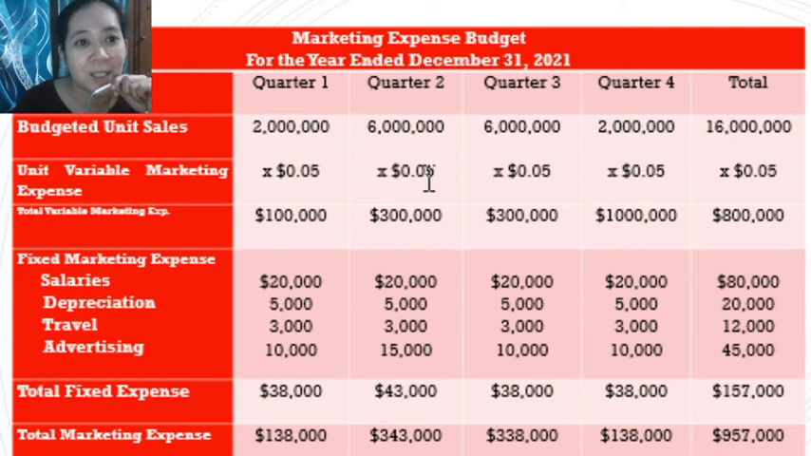Okay, because this is the basis for our variable marketing expense. All you have to do is multiply it with the unit variable marketing expense to get the total variable marketing expense. Then all we have to do is add the total fixed expense to get the total marketing expense. So this is how easy and simple it is to prepare our marketing expense budget. The important thing is that you know how to classify them as either variable or fixed.